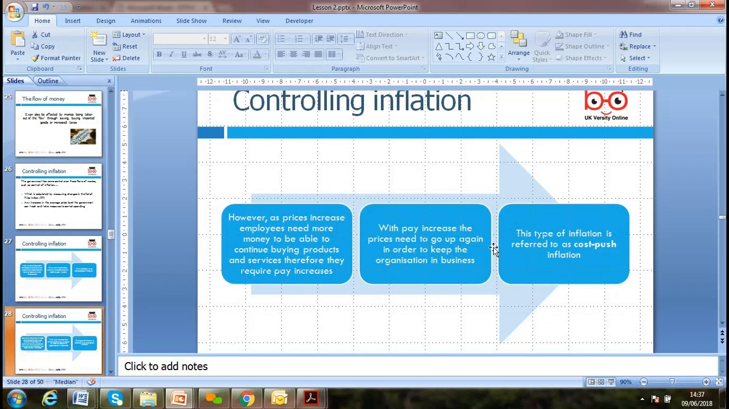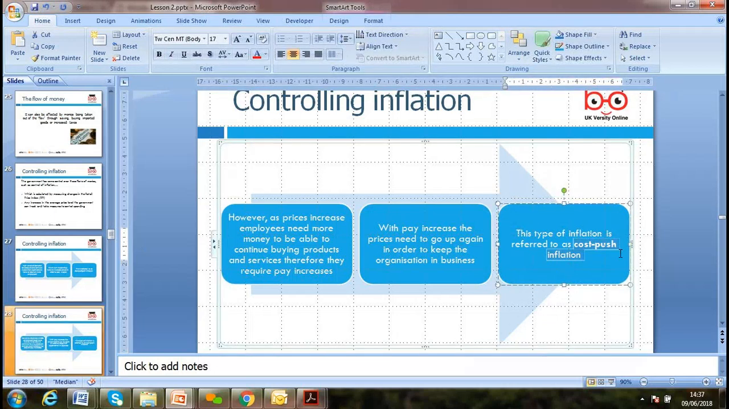Okay, cost push inflation is when the price increase is due to a cost increase, like labor cost. For example, the national minimum wage used to be £4, then £5, then £6 per hour, then £7, now £7.50 per hour. Everybody is supposed to earn £7.50 an hour. So that is the inflation.